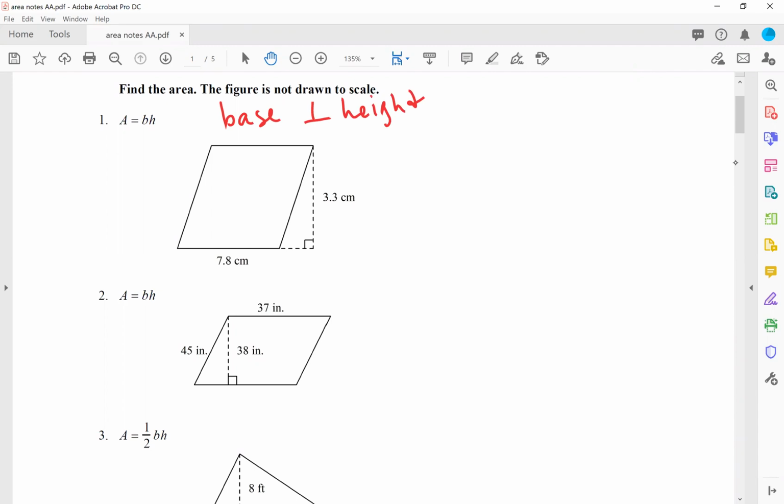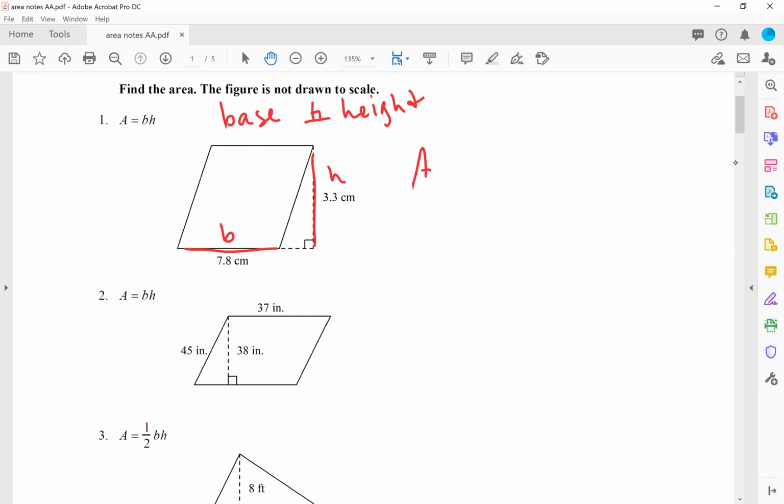So that means you're looking for the right angle, okay? So your base and height, they're at a right angle to each other. So here, the 7.8, that's our base. And the 3.3, that is our height, okay? This slanted side is not the height because it is not at a right angle to this base.